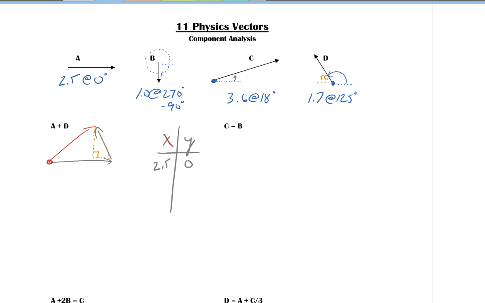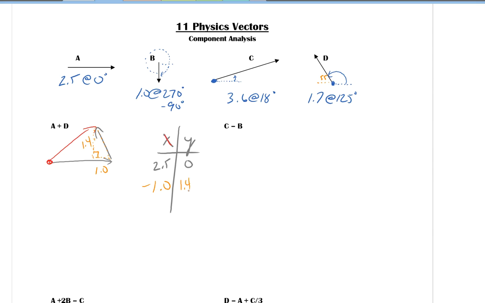So if I do 1.7 cos 55, I can find out this little side part here, and we'll round off a little bit. It's about 1.0. And if I do the 1.7 sine 55, the little vertical part here is around 1.4. And those are the parts I'm going to use in my little table of values. So my x value is 1.0, but that one's going to the left, so I'm going to make it negative. Okay, y component's 1.4. It's going up, so that's fine the way it is.